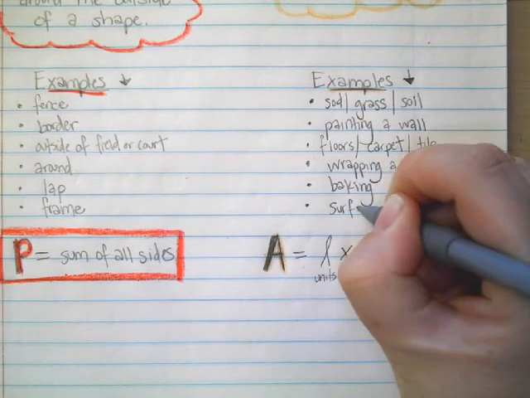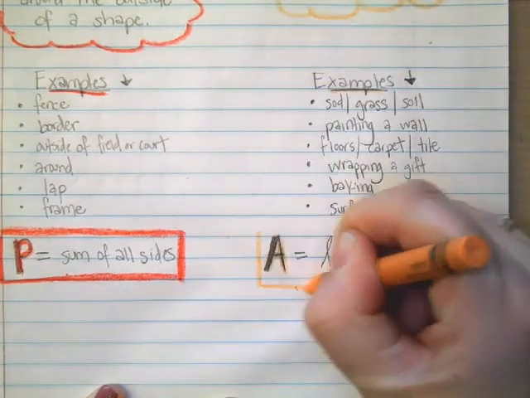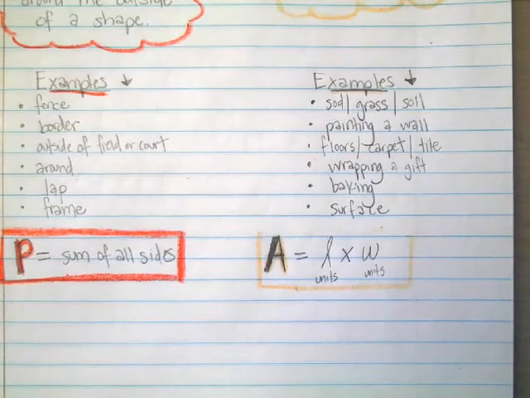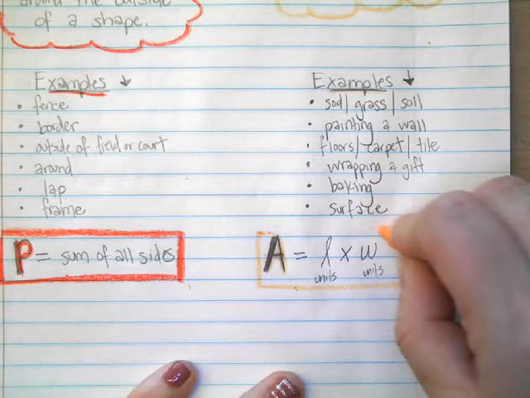Okay, I'm actually going to add the word surface to our list of examples. That's going to help you know to use area. So again, area is taking the length times the width.